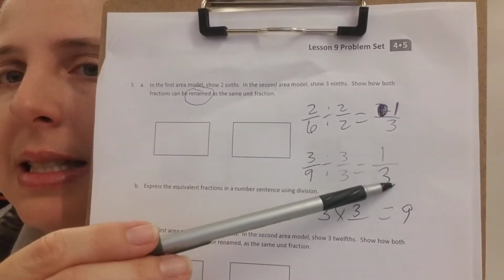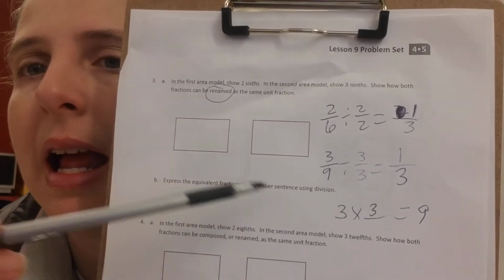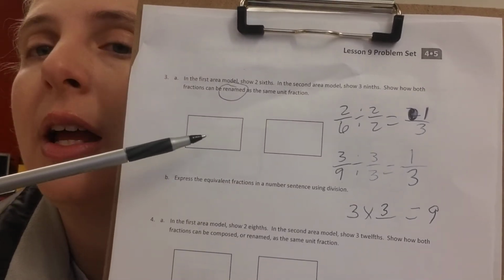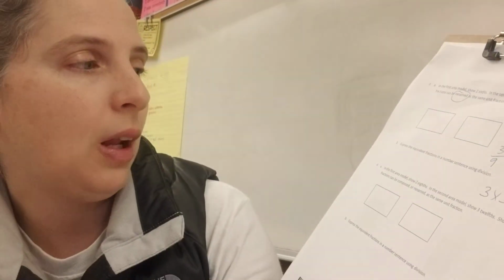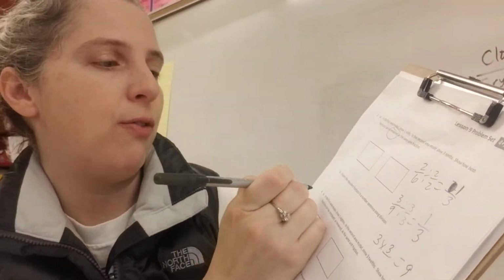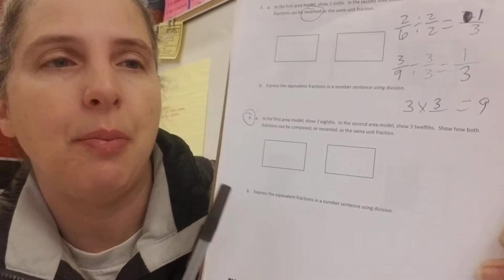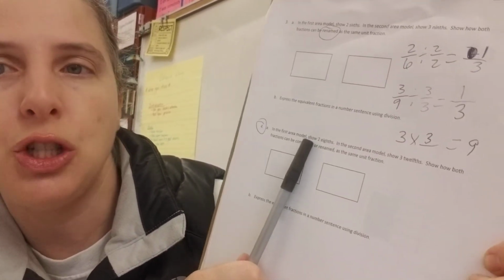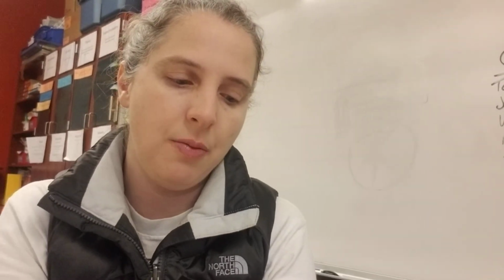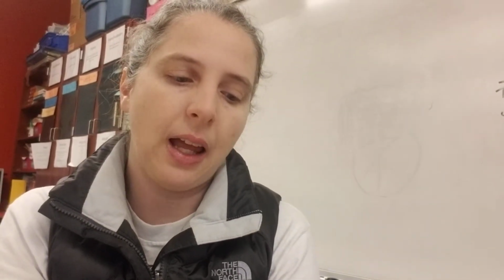Okay? Look, we rename them to the same fraction. Now you can go back and draw it if you want in order to prove it. But that's only up to you if you want to. All right? I want you to do number 4 by yourself, but let's just set up the fractions. It says in the first one, show 2/8. Write that fraction down. And the second one, show 3/12. Write that fraction down.